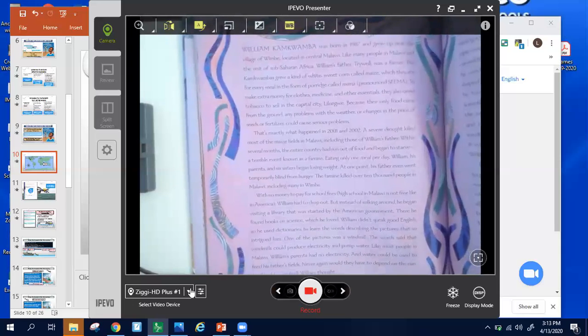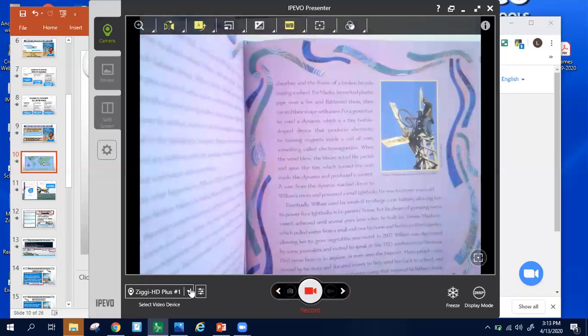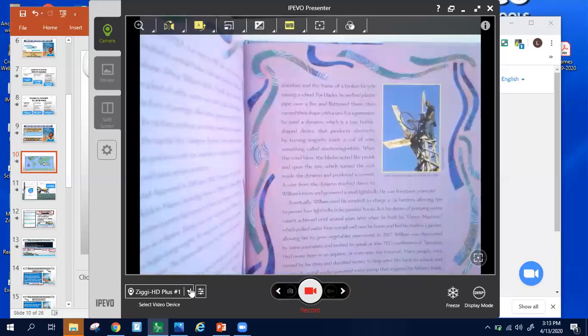The pieces William used to build his windmill were a tractor fin, shock absorbers, and the frame of a broken bicycle missing a wheel. For blades, he melted plastic pipe over a fire and flattened them, then carved their shape with a saw. For a generator, he used a dynamo, which is a tiny bottle-shaped device that produces electricity by turning magnets inside of a coil wire, something called electromagnetism.